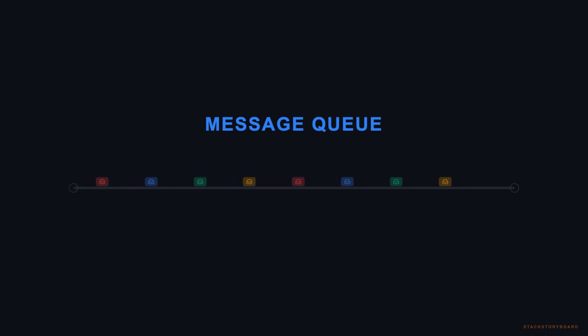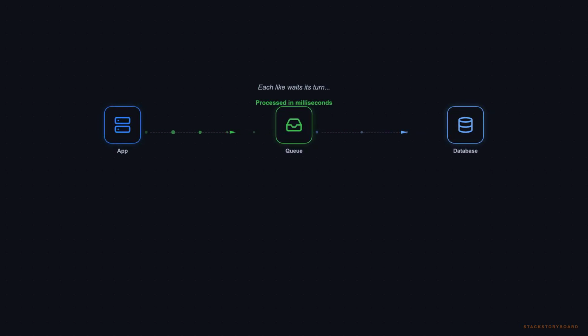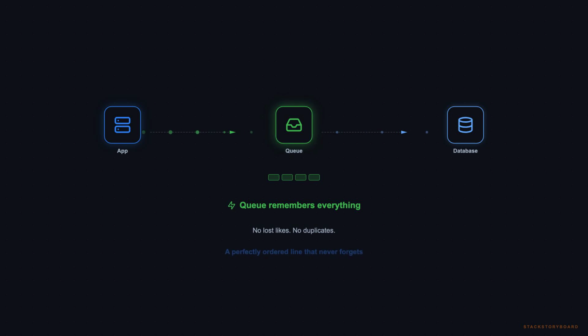Right now, Instagram is processing 500,000 likes per second. But those likes don't hit the database immediately. They get dropped into a message queue, a digital waiting room where requests line up. Each like waits its turn, gets processed in milliseconds, and if Instagram's servers crash, the queue remembers everything. No lost likes, no duplicates, just a perfectly ordered line that never forgets.